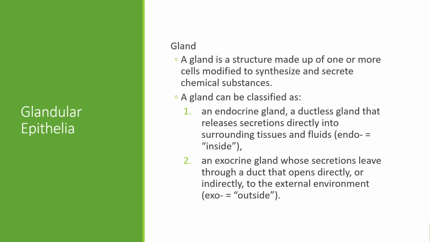An exocrine gland is the one that has secretions that leave through a duct, and that duct goes either directly or indirectly to the external environment.